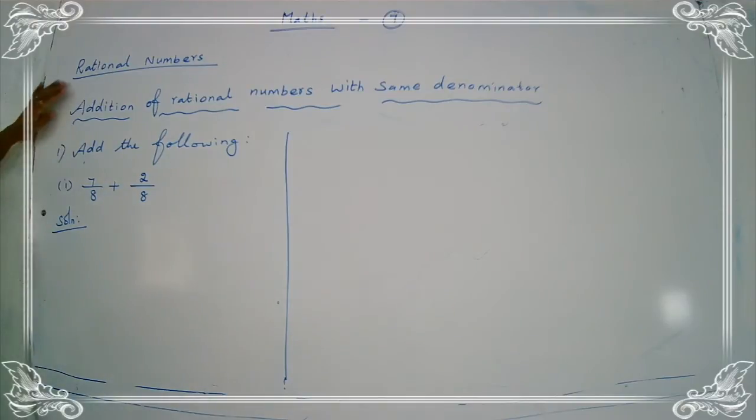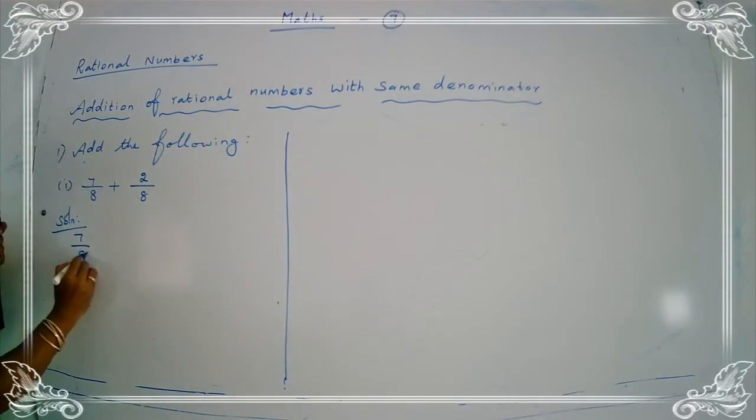Okay, children, now listen. Addition of rational numbers with same denominator, as like fractions. Here also we follow two cases: addition of rational numbers with the same denominator and with different denominators. Now we are studying addition of rational numbers with the same denominator. Now listen carefully. First question, add the following: 7 upon 8 plus 2 upon 8.